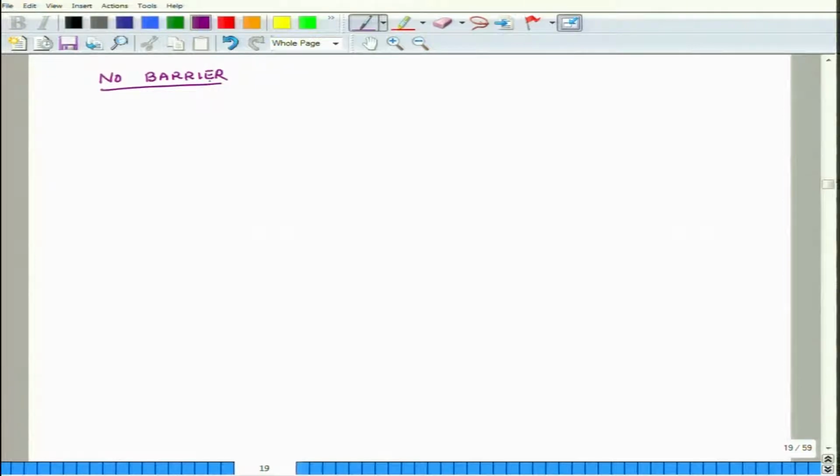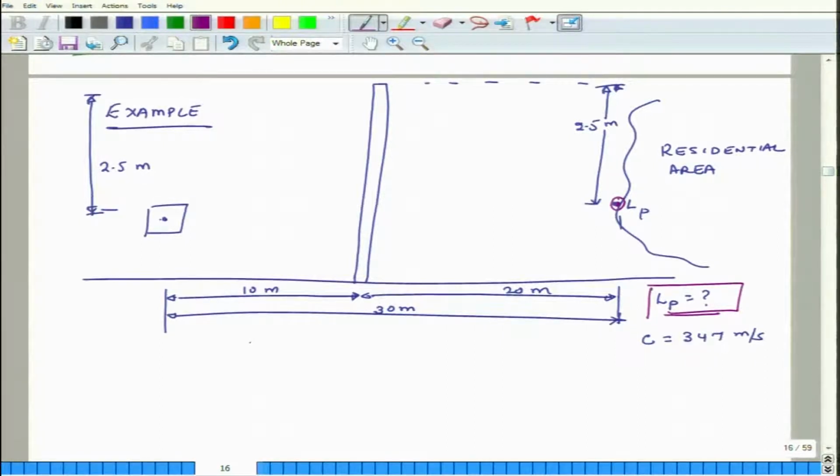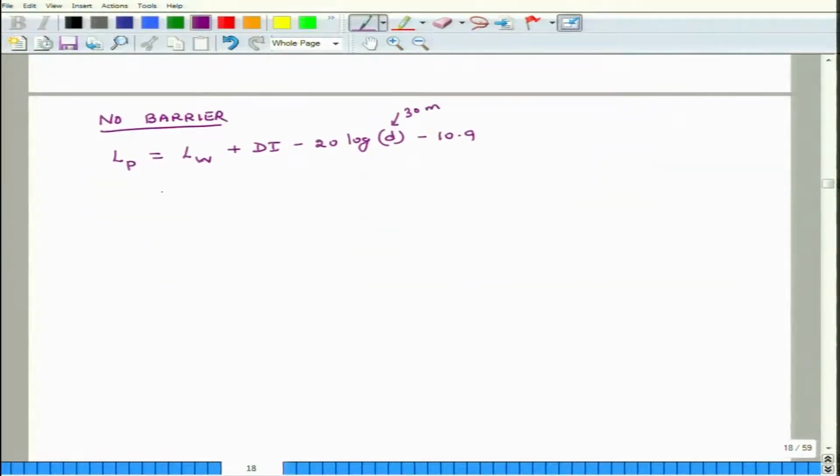Now, this is a problem where the source of the noise is outside. If the source of the noise is outside and there are no reflecting surfaces, then we have discussed earlier that sound pressure level can be calculated through this relation: power level plus directivity index minus 20 log of D minus 10.9. And what is D? D is 30 meters. What is directivity? Q is equal to 1, so directivity index is 10 log of that, so that is 0.